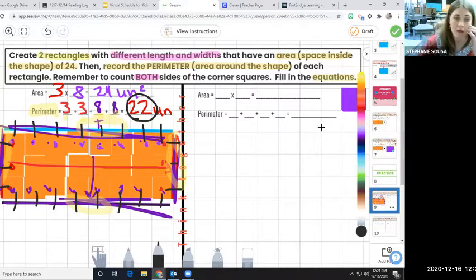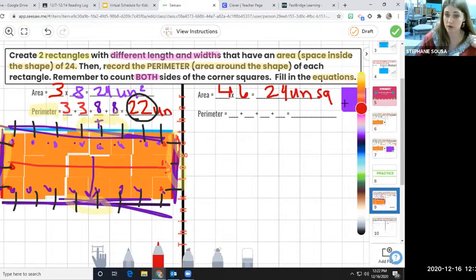All right. Then over here, there were quite a few answers that you could have had. The most common one that I saw was an area of 4 times 6 equals 24 units squared. And that works because we know that 4 groups of 6 gives us 24. 4, 8, 12, 16, 20, 24. 6, 12, 18, 24.